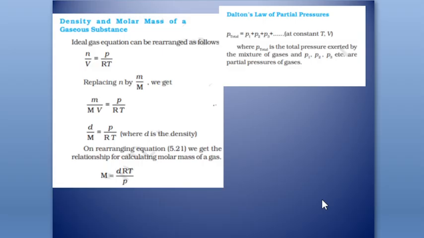Now come to Dalton's law of partial pressure. If each gas has partial pressure like P1, P2, P3, etc. at constant temperature and volume, then P total is equal to P1 plus P2 plus P3 plus dot dot dot up to n, where P total is the total pressure exerted by the mixture of the gases which have partial pressures P1, P2, P3, etc.